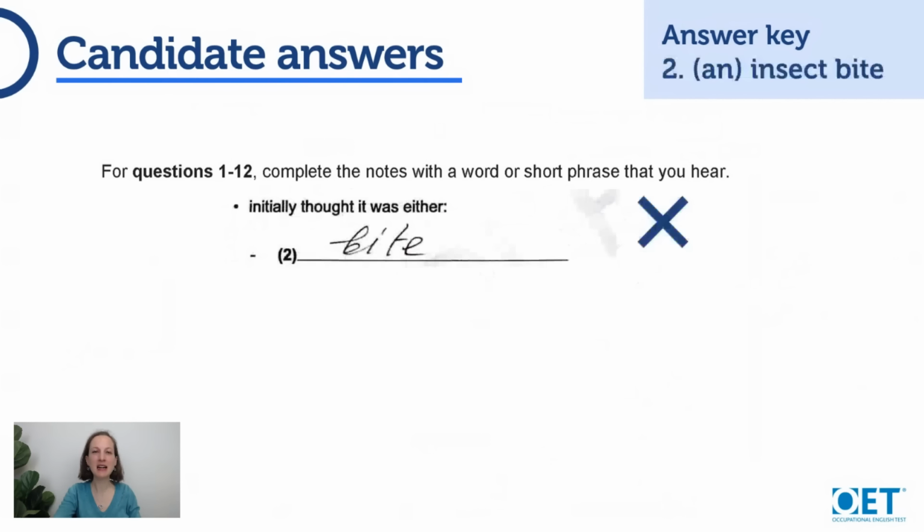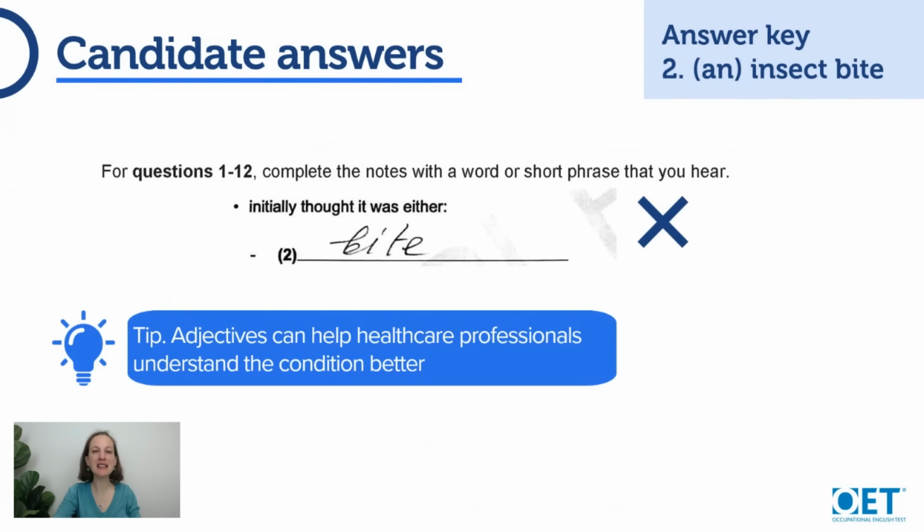The candidate's answer is incomplete. Both insect and bite are critical words because without either word, the relevant information is not accurately recorded. Always ask yourself if the response makes sense in the overall context of the notes you are completing. Adjectives can help healthcare professionals understand the condition better.